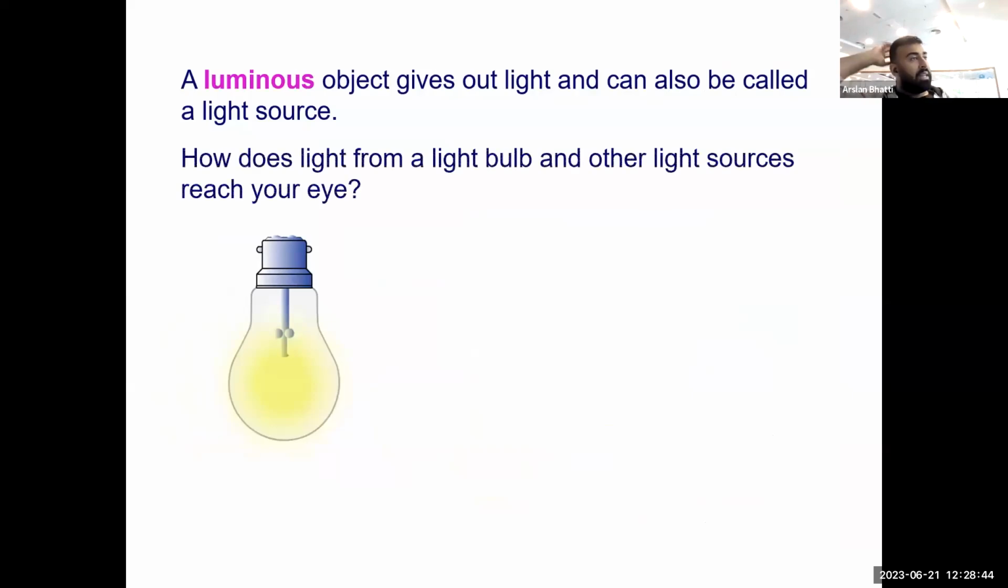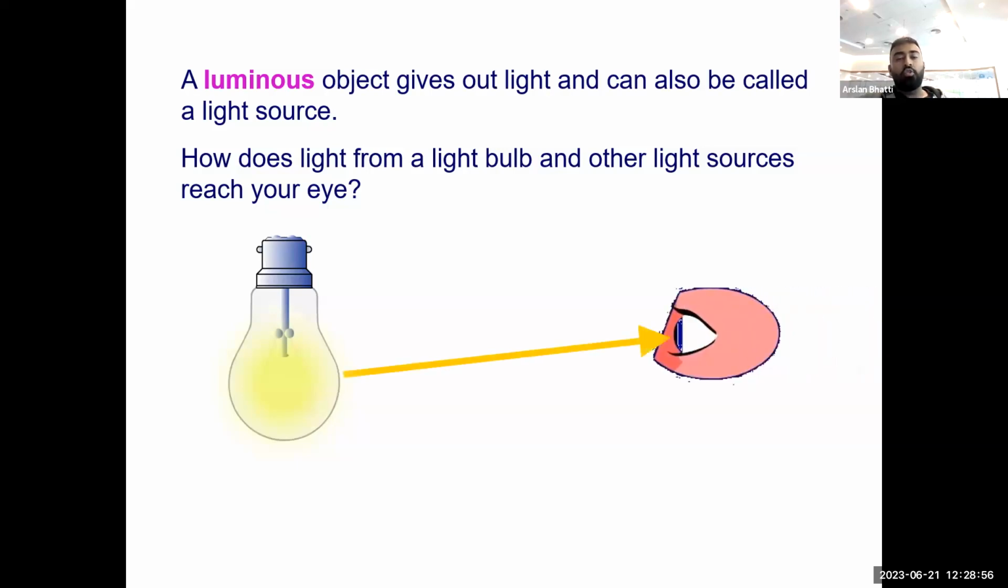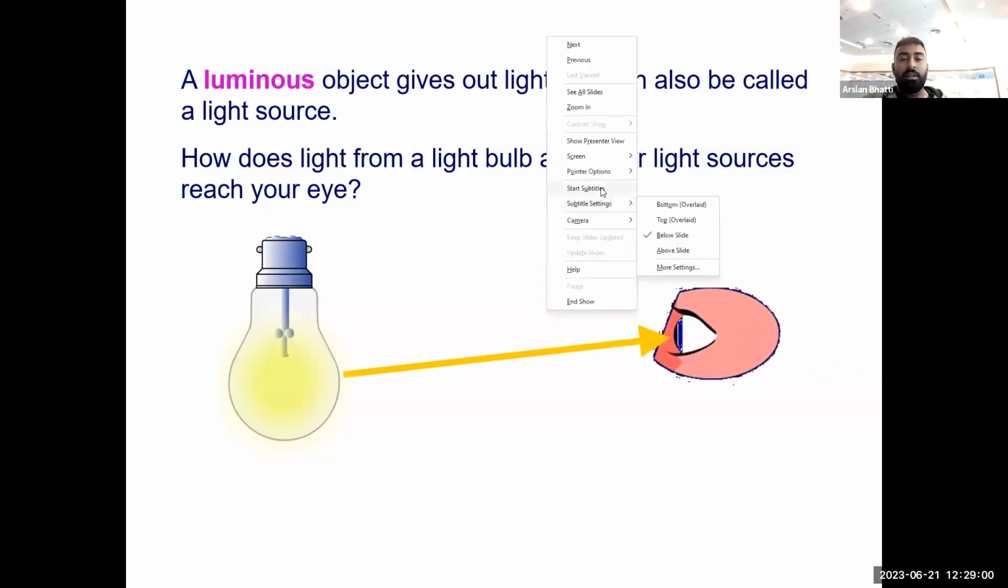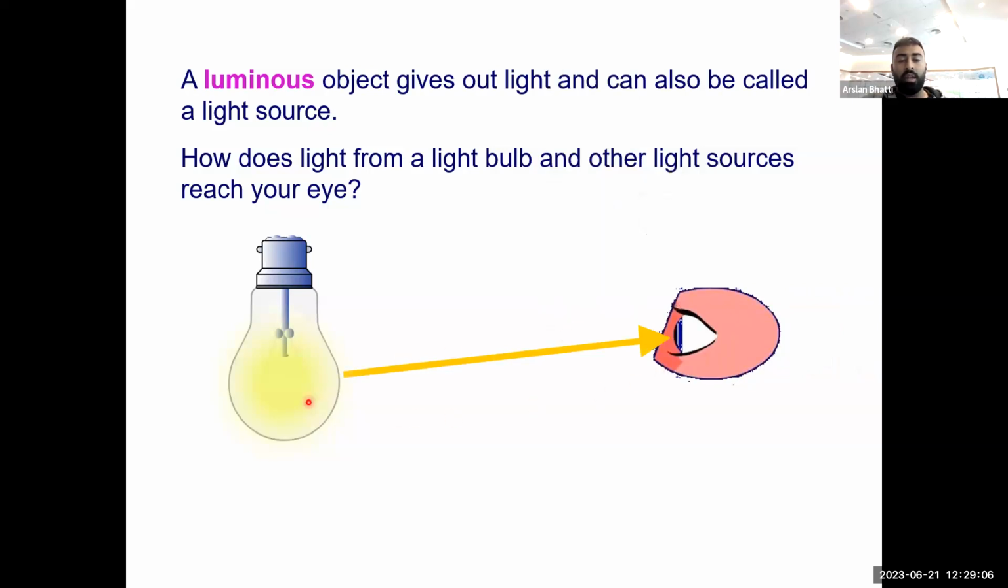So how does the light source, it could be this light bulb or other light source, how is it going to reach our eyes, and how do we draw that in a diagram? Well, it's quite simple. So we've got the light source, we've got the eye, and then you just draw a straight line with a ruler. Now, there's a lot of things you need to know about this line. So this straight line goes from the light source to the eye.